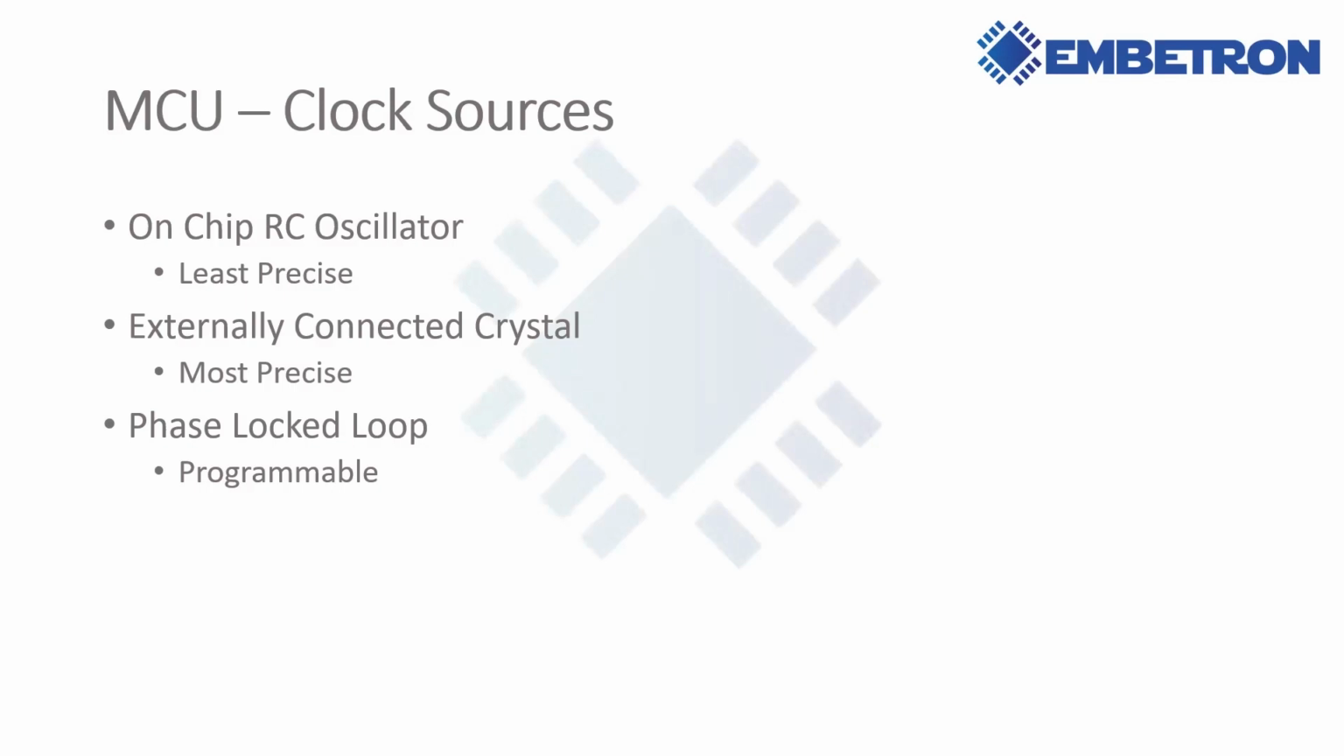This phase lock loop is again a programmable clock, and we can generate multiple clock signals of various frequencies through the phase lock loop, which is programmable. Among these, the least precise is the on-chip RC oscillator, whereas the externally connected crystal oscillator is the most precise one. And the phase lock loop, as we discussed, is programmable, so the programmer can decide based on the requirement. He can generate the clock signals as per his need.